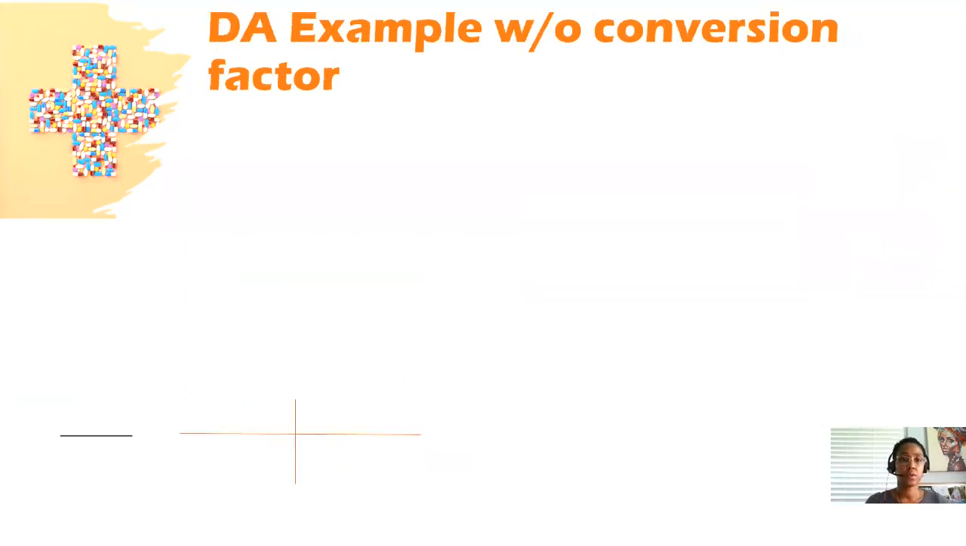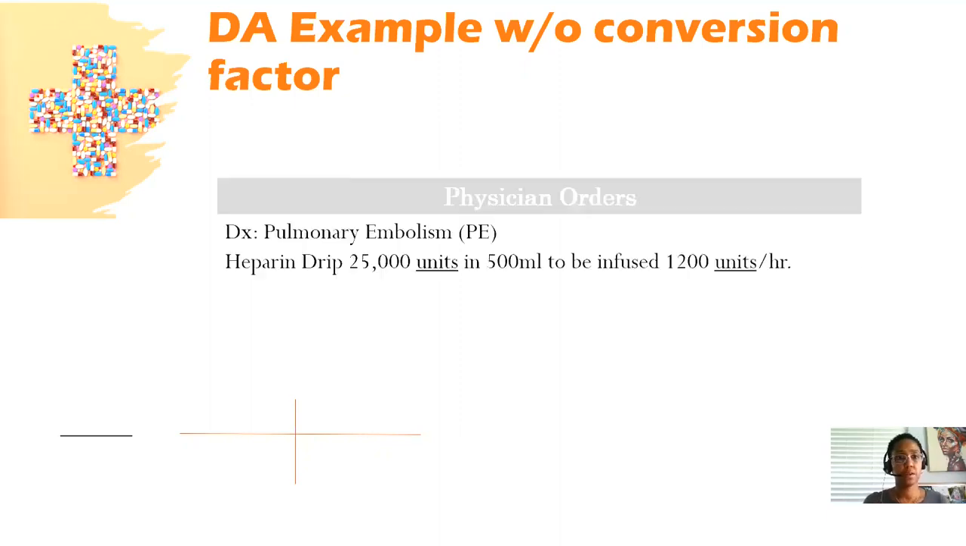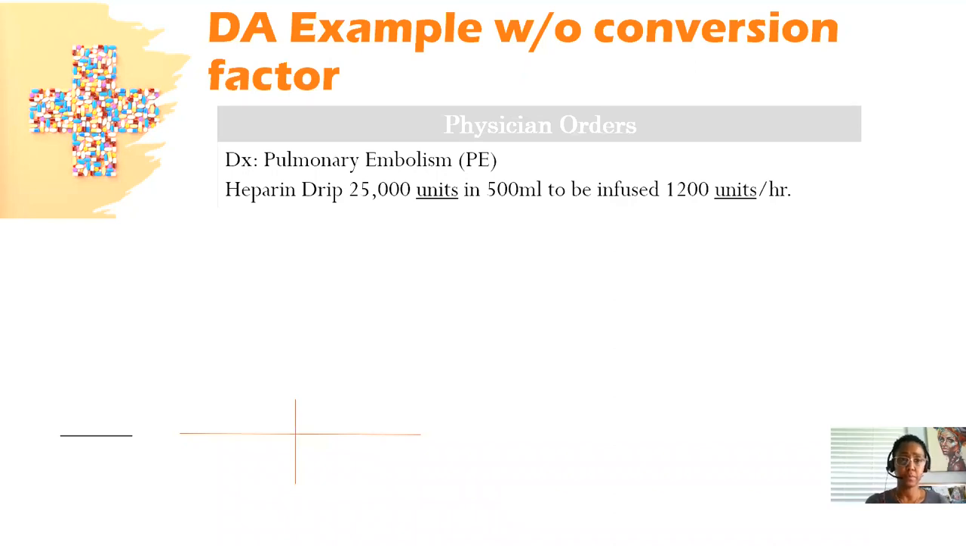So now we're going to look at a dimensional analysis example without a conversion factor, okay? Here is our provider order. Your patient is diagnosed with pulmonary embolism. He's going to need a heparin drip. So the order is for 25,000 units of heparin in 500 ml, and we're going to infuse that 1,200 units per hour. That's what the physician ordered. So the question is, what will be our rate in mLs per hour? So that's what they're asking for.